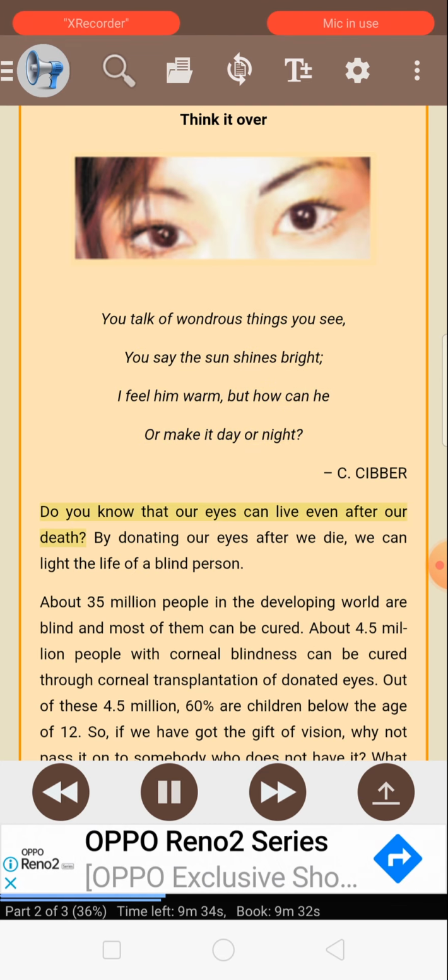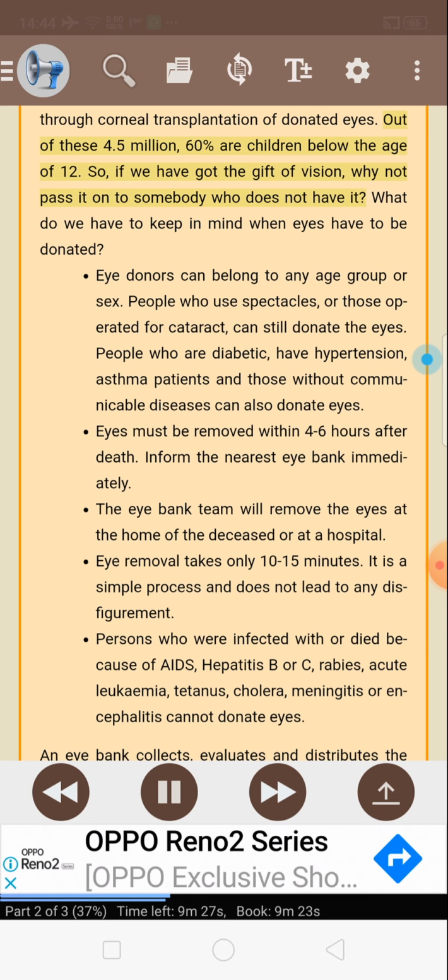Do you know that our eyes can live even after our death? By donating our eyes after we die, we can light the life of a blind person. About 35 million people in the developing world are blind and most of them can be cured. About 4.5 million people with corneal blindness can be cured through corneal transplantation of donated eyes. Out of these 4.5 million, 60% are children below the age of 12.